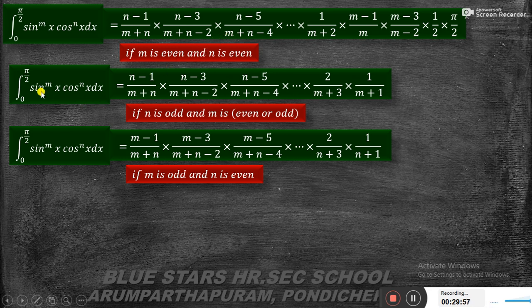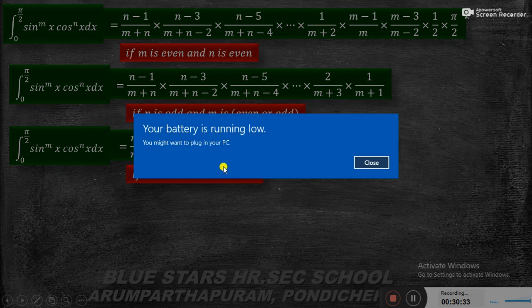Next, integral 0 to pi by 2 of sin^m x cos^n x dx equals (n-1)/(m+n) into (n-3)/(m+n-2) into (n-5)/(m+n-4) up to 2 by (m+3) into 1 by (m+1). Here n is odd and m is even or odd, so this is the formula. Next, integral 0 to pi by 2 of sin^m x cos^n x dx equals (m-1)/(m+n) into (m-3)/(m+n-2) into (m-5)/(m+n-4) up to etc., 2 by (n+3) into 1 by (n+1). Here m is odd and n is even.